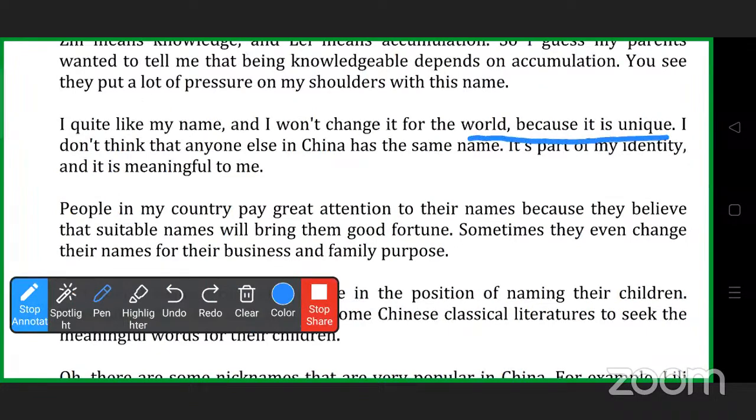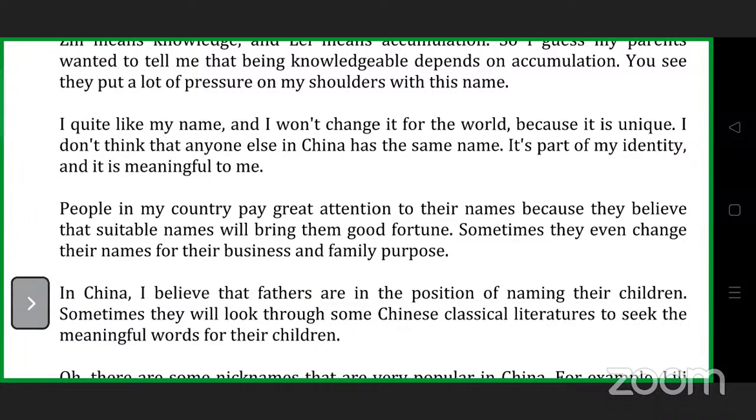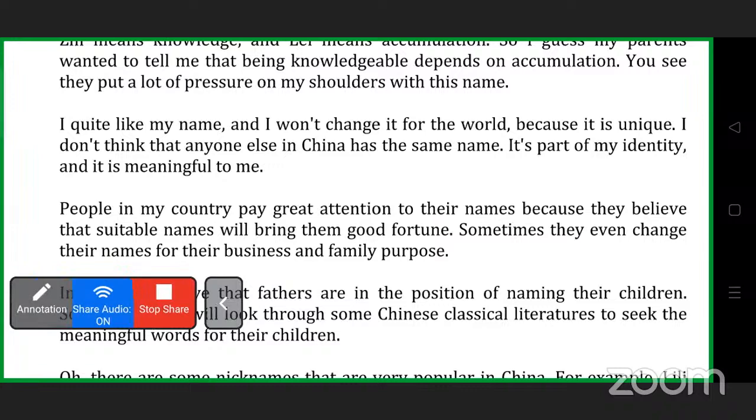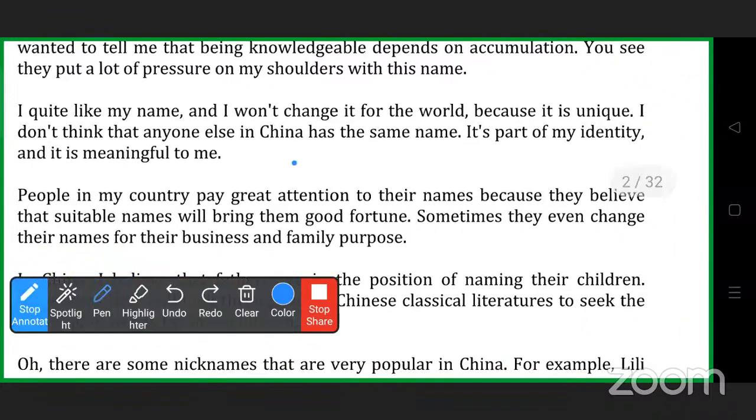So, first supporting idea: because it is unique, and I don't think that anyone else in China has the same name. So definitely, because of the individuality, of having a different name from the rest of the people and the rest of the mob, if you are sparkling, startling, shining, totally different from the rest of the mob, then you would like your name to be kept the same. You don't want it to be changed for the sake of the people or for anybody.